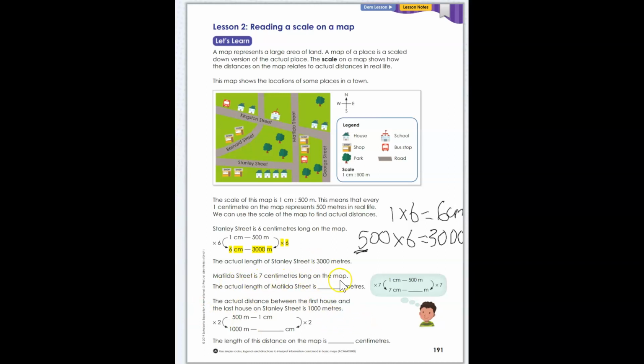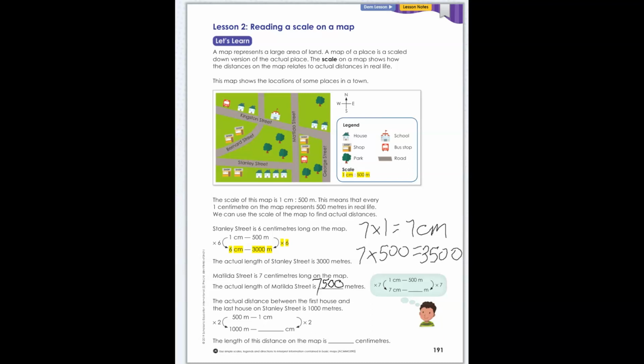So Matilda Street is 7 centimetres long on the map. The actual length of Matilda Street is, so let's erase all and let's write that out. So 7 centimetres times 1 equals 7. Remember the scale. If you keep remembering the scale, you will remember that you're looking where I'm highlighting right now. So 7 centimetres. Okay, good. And then we do 7 times 500. So what is 7 times 5? That's right, it's 35. And then we add the 2 zeros. I've asked you guys to be practicing your times tables. I'm going to be checking on you when we get back to school. So the actual length of Matilda Street is 7,500 metres. All right.